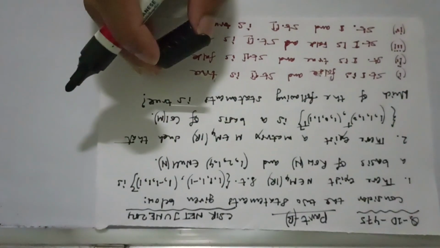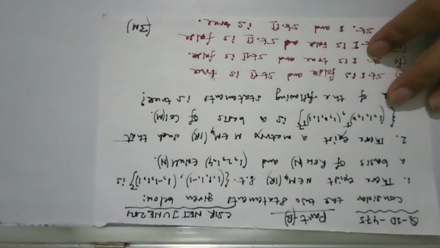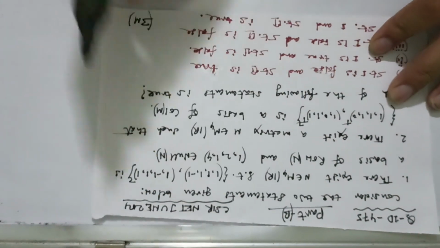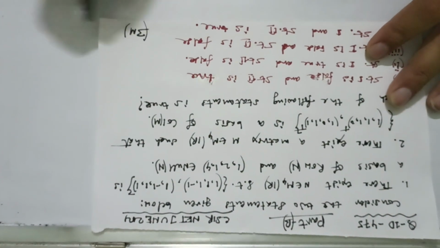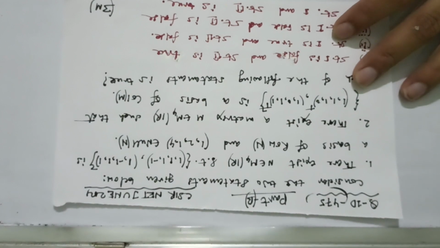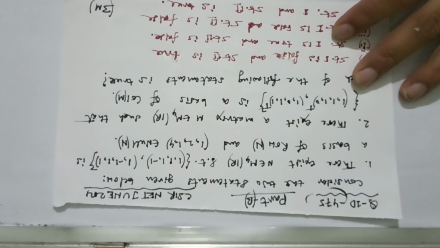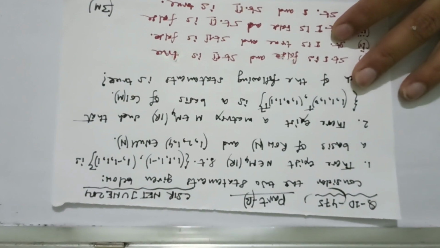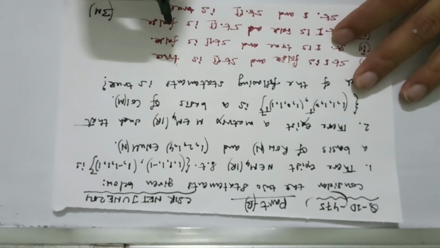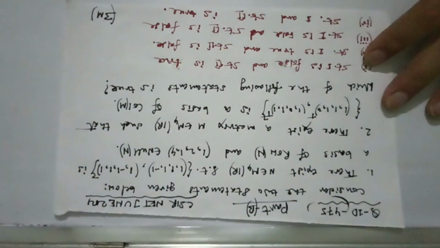Today in this video we are going to discuss an important question from CSIR NET June 2021. This is a question from Part B and it is of 3 marks. The question ID is 475. Someone asked me in the comment section of a previous video to solve this question, so I am taking this question in this video. So what is the question?